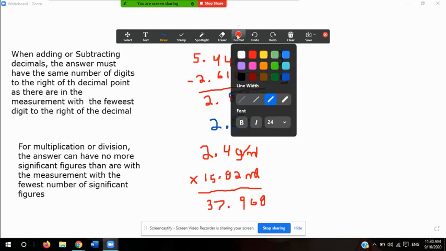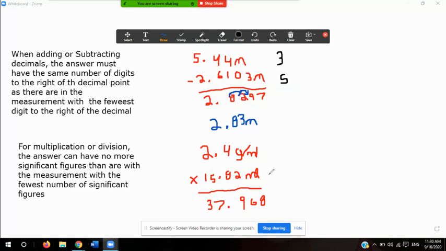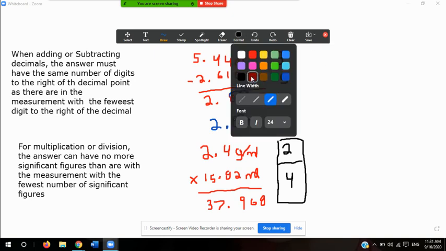So let me use a different color. 2.4 has two significant figures here. And 15.82 has four significant figures. And according to the rule, my answer is supposed to have the same amount of significant figures as the measurement with the fewest amount of significant figures. So obviously, if I look at 2.4 and 15.82, I know that my answer is supposed to have two significant figures. But I also have to take into account the rules of rounding.